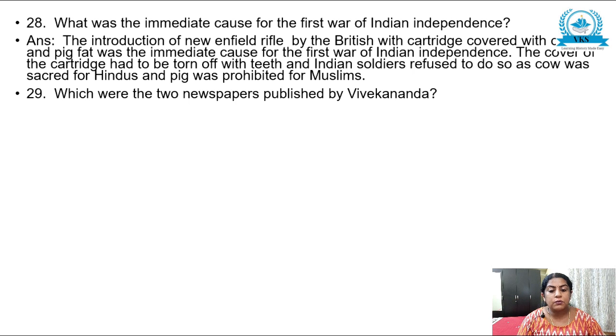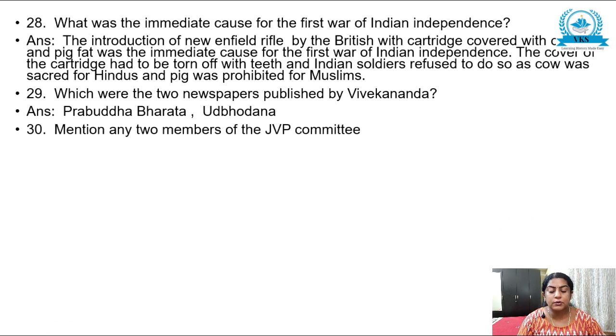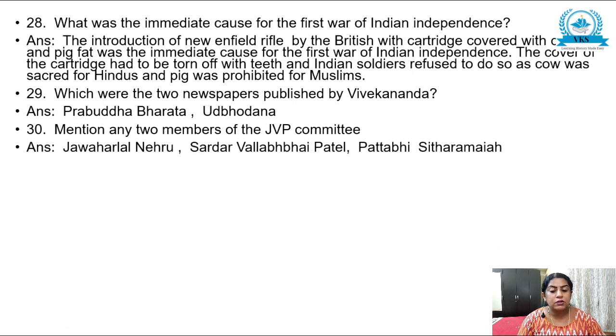29th question. Which were the two newspapers published by Vivekananda? Prabuddha Bharata and Udbodhana. And the 30th question. Mention any two members of the JVP committee. Jawaharlal Nehru, Sardar Vallabhai Patel and Pattabhi Sitaramaya. Any two you can write. Jawaharlal Nehru, Vallabhai Patel and Pattabhi Sitaramaya. So these are the 15 2 mark questions.